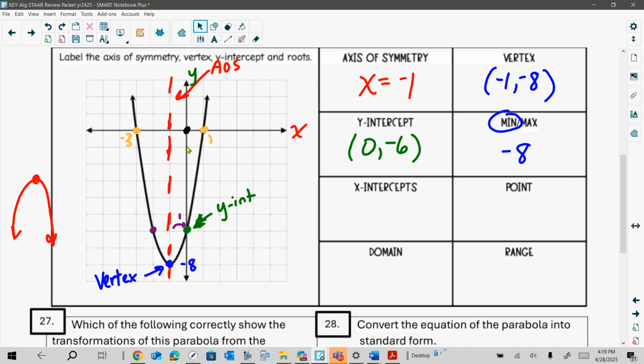Okay, so it happens at -3 and 1. So we either put the ordered pair, or we can put the bracket. So our x-intercepts are (-3, 0) and (1, 0). Okay, so you can add that as well.